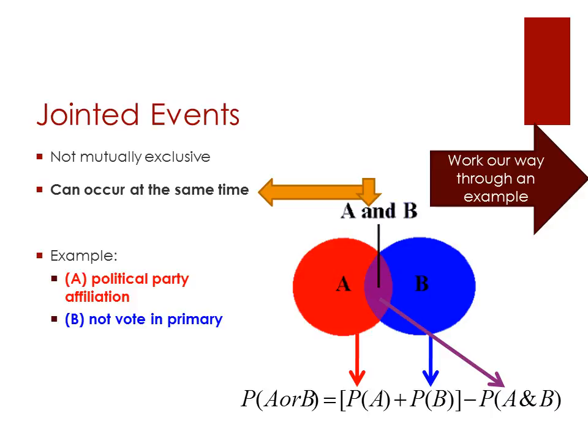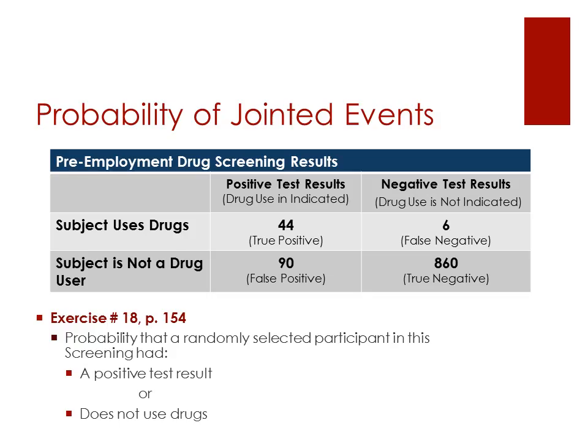And then let's take this problem and work through an example to see how this is going to come together for us. All right, so here we're looking at pre-employment drug screening results that we had before. And we want to look at the probability that a randomly selected person in this screening had a positive test result or does not do drugs.